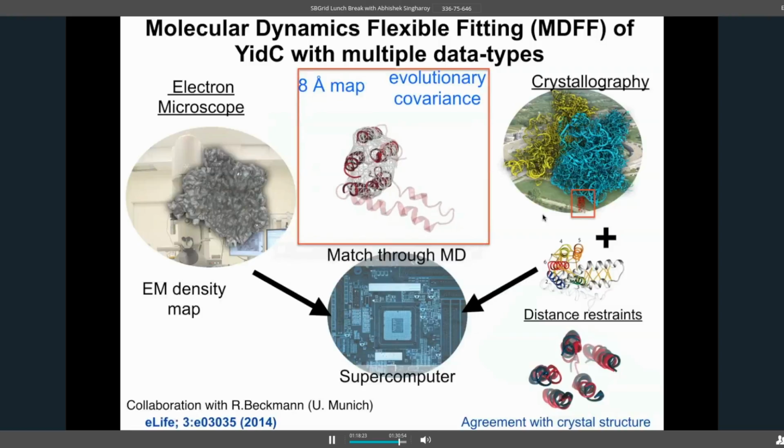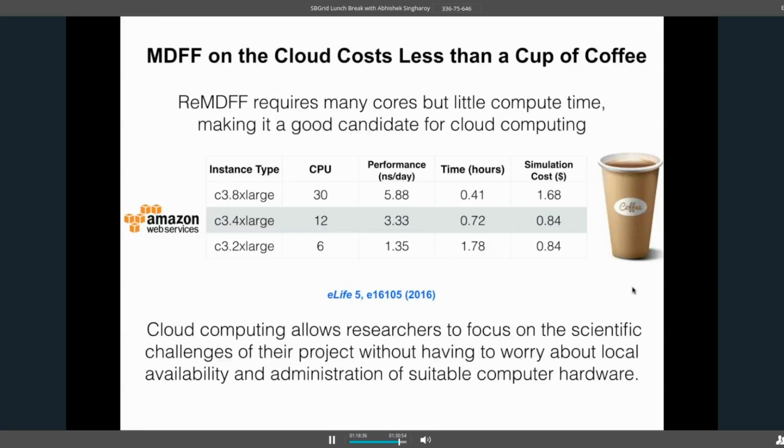But when you put these two things together, the structure that came out was very reasonable and was very agreeable with the structure that came out later from a crystallographic study, which also adds to the confidence of this sort of hybrid modeling that one can do.